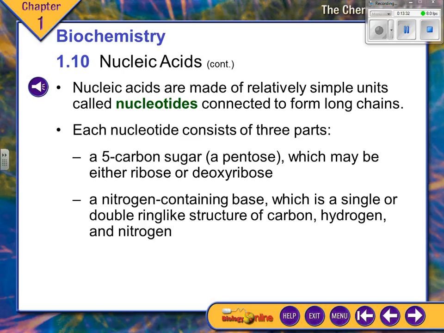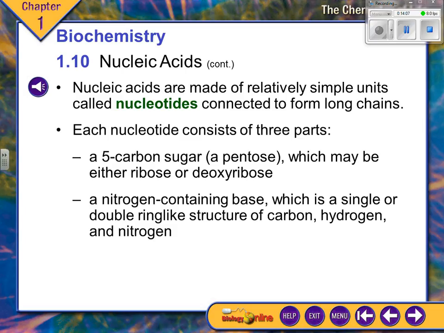What does DNA stand for? Nucleic acid, DNA, and RNA, ribonucleic acid, nucleic acids, okay? So what we're talking about here is DNA and RNA. We're not talking about sugars, proteins, or fats and lipids, we're talking about DNA and RNA. There's only 2 types of nucleic acids.